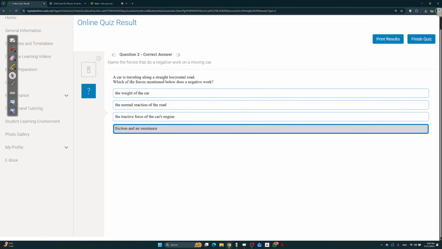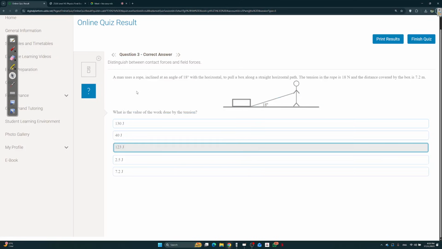Question 2. A car is traveling along a straight horizontal road. Which forces have a negative work? Negative work, meaning it slows it down. Would the weight of the car slow it down if it's on a horizontal road? Obviously not. Normal reaction, again, since it's horizontal, it's irrelevant. The tractive force of the car's engine. If you don't know what this is, tractive force is basically the force that the engine produces to move the car forward. Obviously that doesn't do a negative work, that does a positive work because it's moving it forward. And of course friction and resistance have negative works.